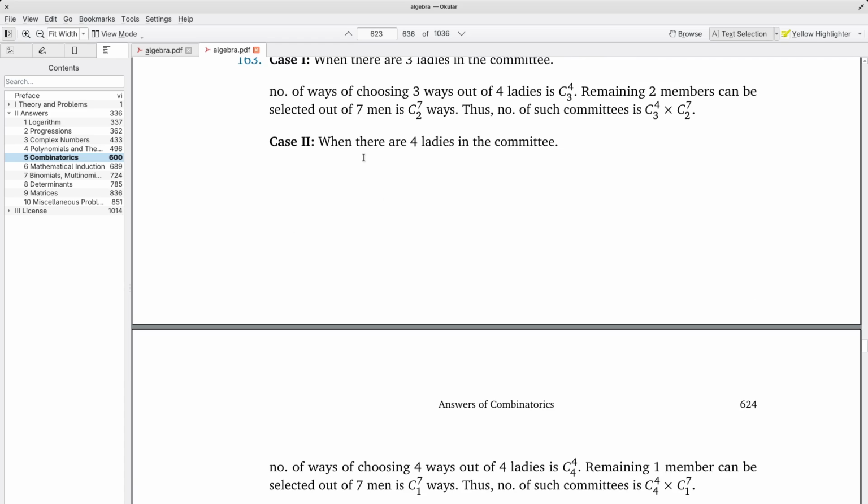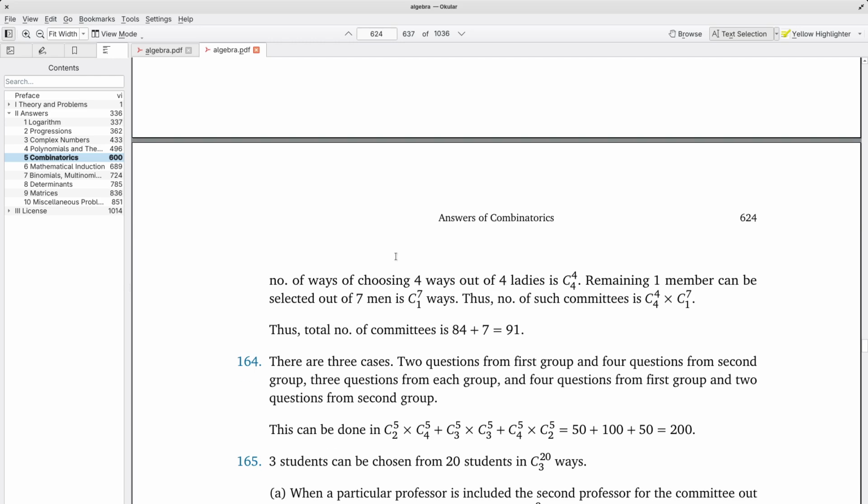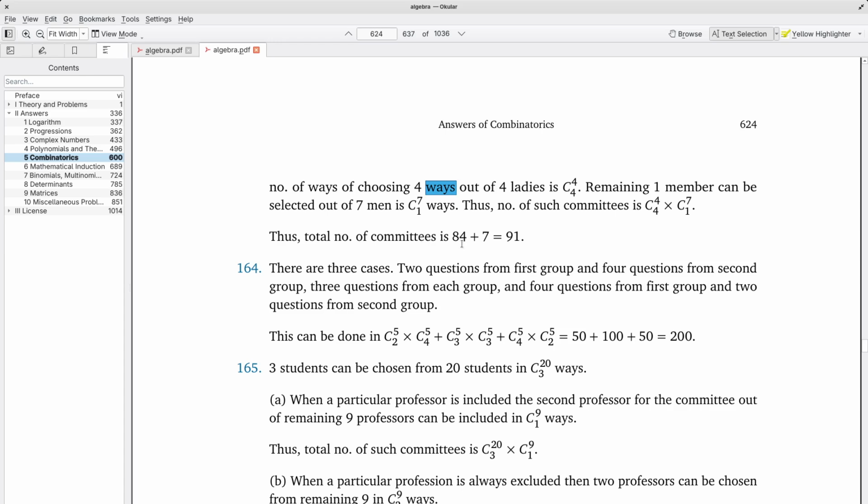The second case would be when there are 4 ladies in the committee. The number of ways of choosing four ladies out of 4 is 4C4. The remaining 1 member can be chosen out of 7 men in 7C1 ways. So the number of such committees is 4C4 multiplied by 7C1. So the total number of committees would be 84 plus 7, that is 91.